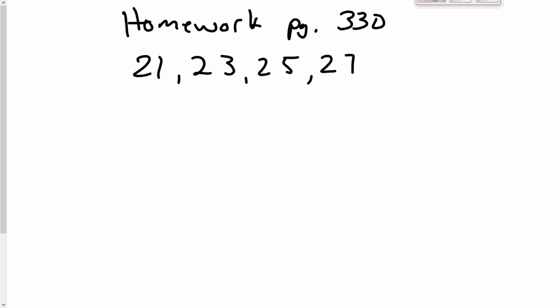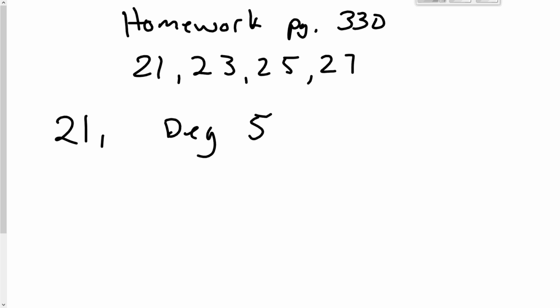Here's your homework on page 330, numbers 21, 23, 25, and 27. You can pause here and do them. All you're doing is identifying the end behavior and drawing what it looks like for each one. As we look at 21, we look at the degree. The degree is 5.